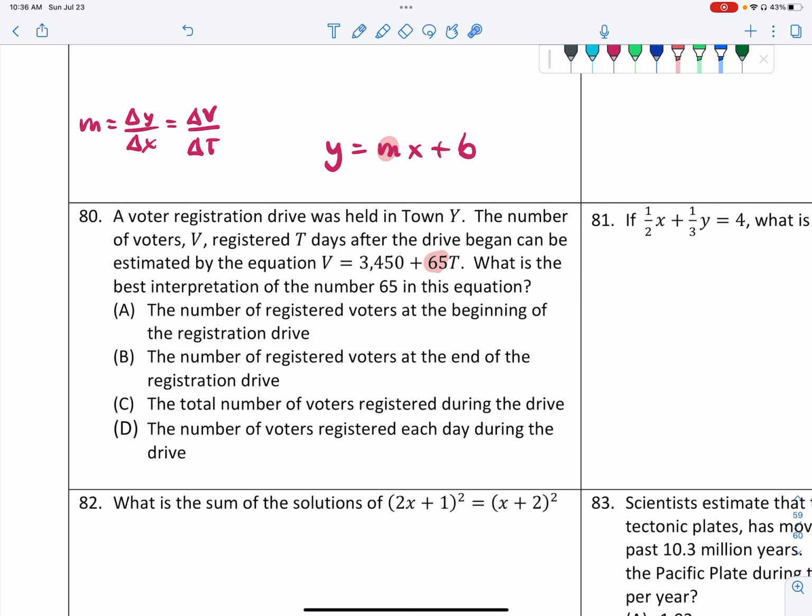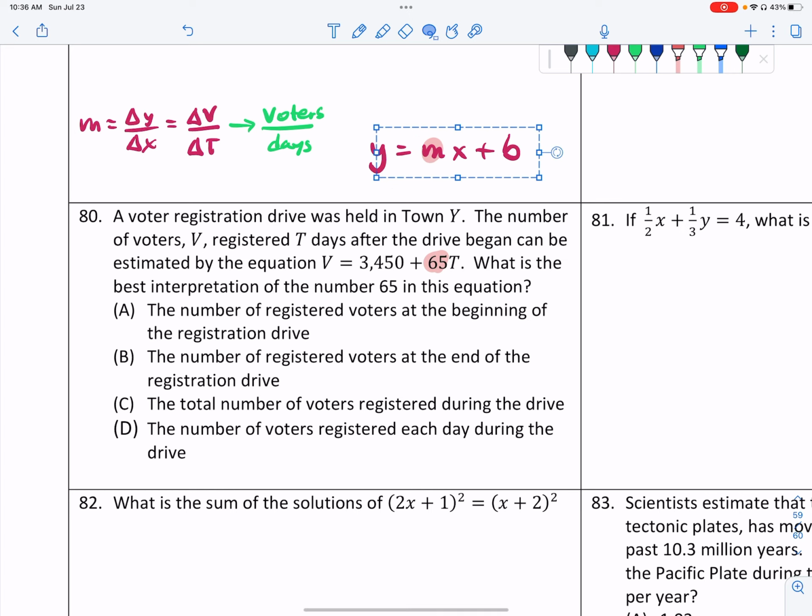Well, what does the v represent? V is the number of voters. So this is voters on top. And t is days, days after the drive began. So this is over days. So in other words, my slope should be a rate of change, and this rate of change is measuring voters per day. And that's how I would suggest that you try to tackle this, distinguishing between these little answer choices that are here.